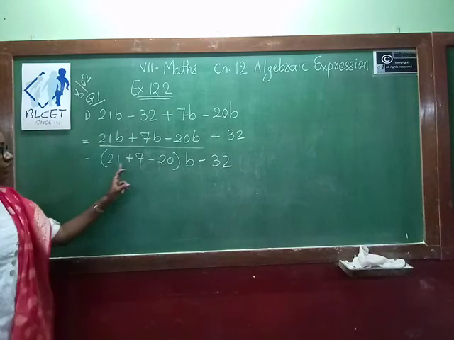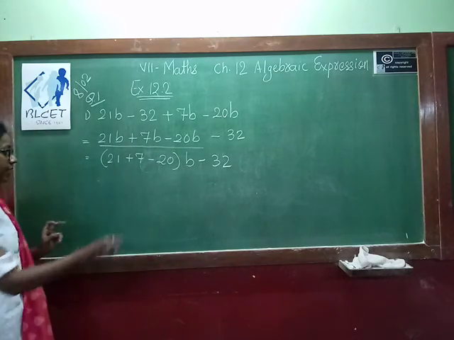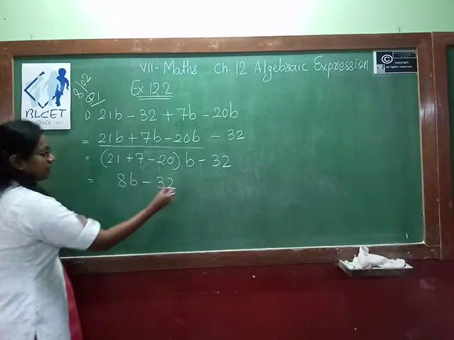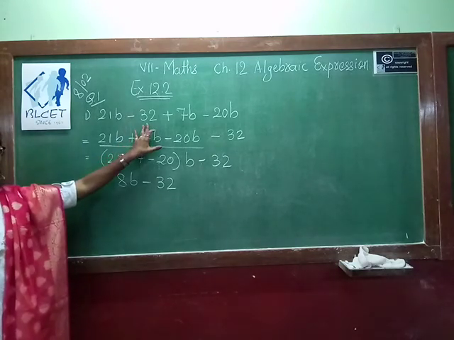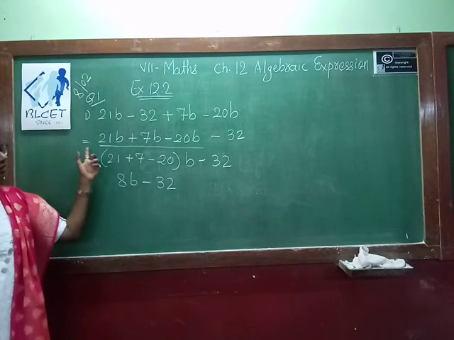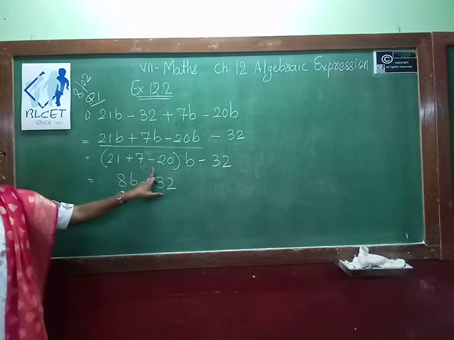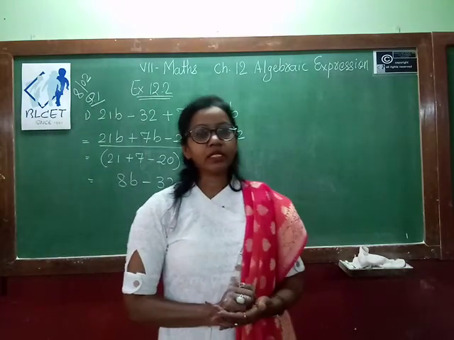Now 21 plus 7 is 28, and 28 minus 20 is 8. So what is the answer? 8b minus 32. Again I am repeating: in such questions you first find the like terms, then write all the like terms together, then do the addition or subtraction of like terms and solve the question. This way we can solve the first question.